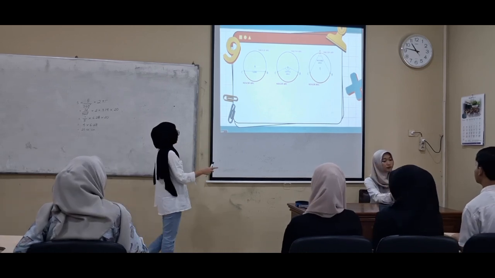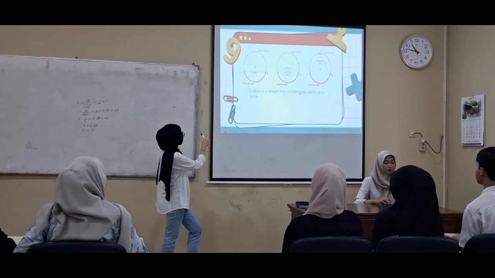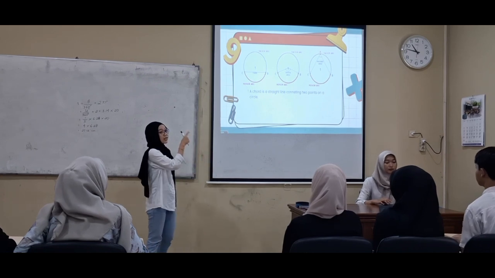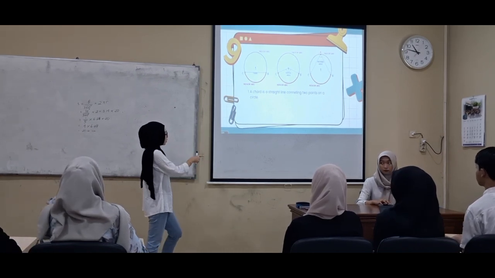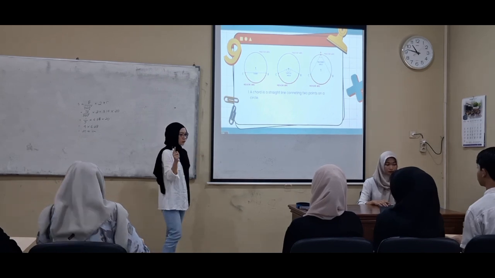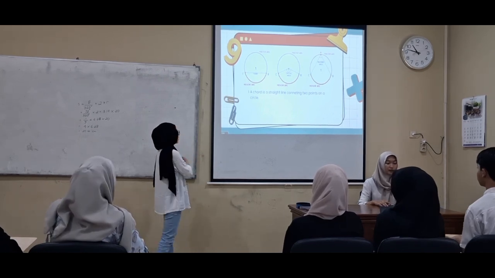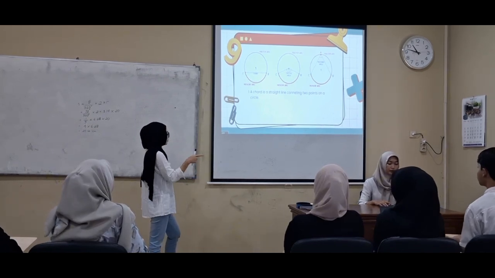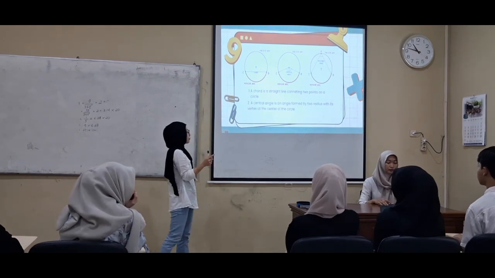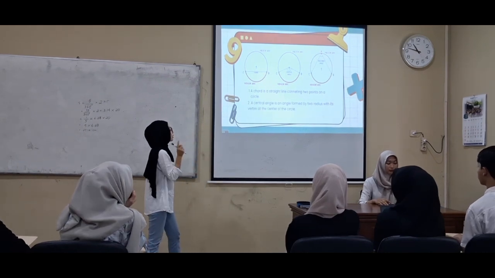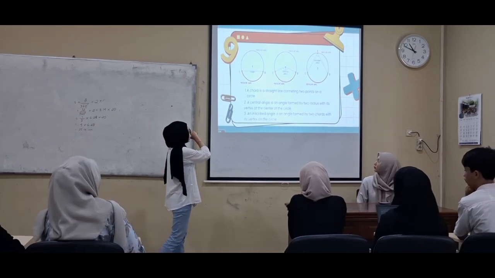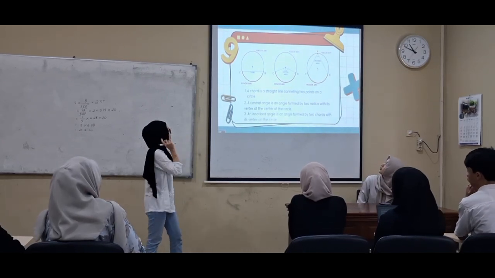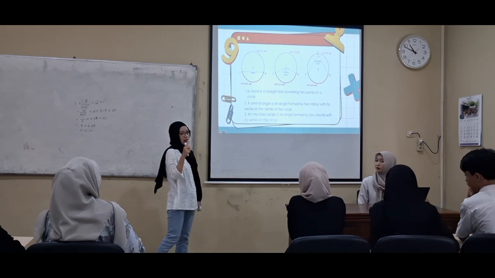Next, let's learn some important terms. The first is a chord. A chord is a straight line connecting two points of the circle. So a chord is a straight or curve? Yes, correct. So the second is central angle. A central angle is an angle formed by two radii with its vertex at the center of the circle. So where is the vertex of a central angle? Yes, center. Vertex at the center.